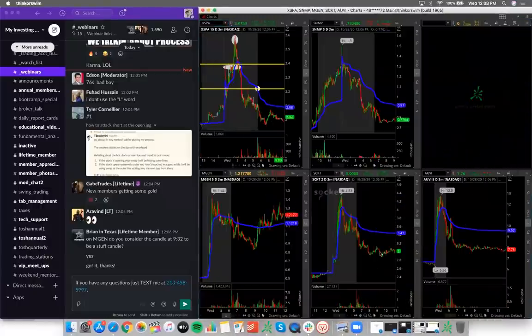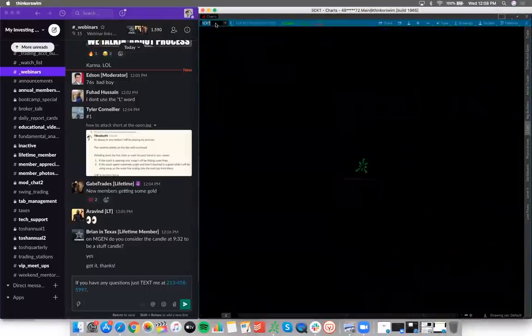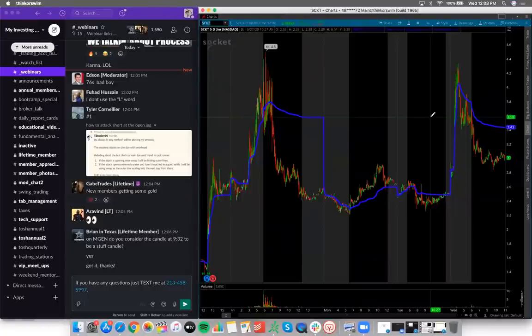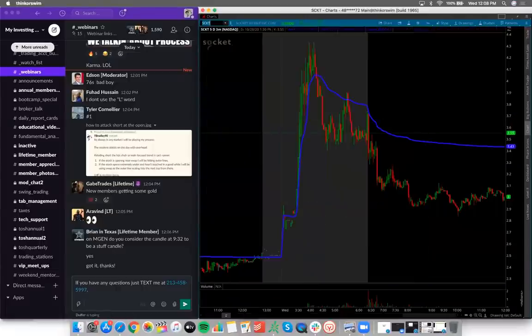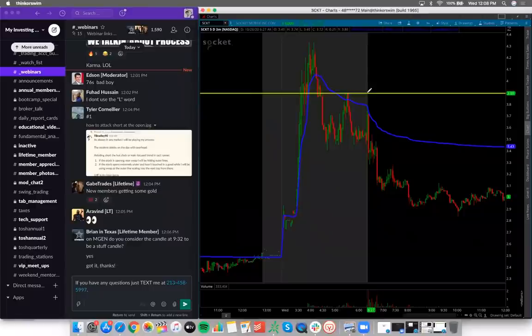But yeah, so that's MGen. So now let's talk about SCKT. By the way, SCKT, guys, before I zoom in, notice how it ran 3 days ago? So there are tons of bag holders already from there. But again, here's a level that I'm really looking at.